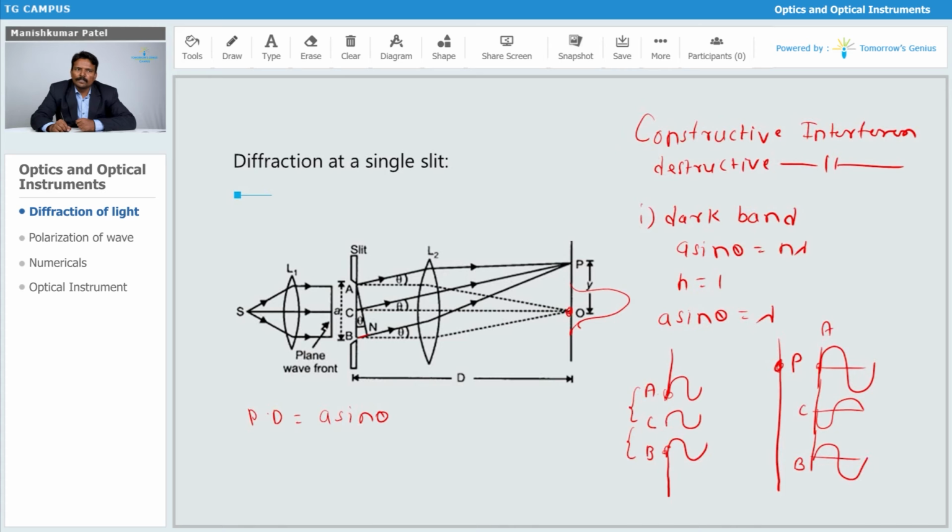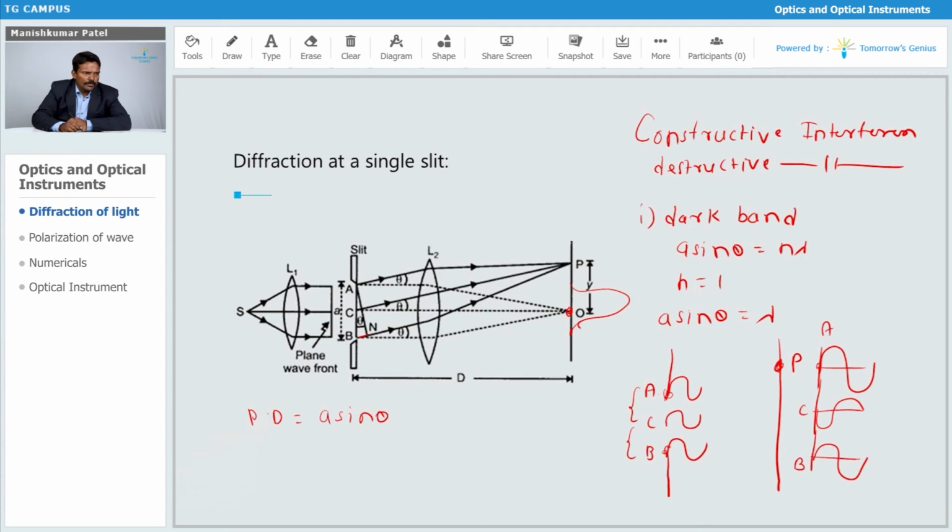So for A to C, the path difference is lambda by 2, and for C to B, there is a path difference of lambda by 2. So the path difference between these two extreme ends is lambda, and that is the condition for destructive interference. So this is what we have seen, the path difference which is a sine theta, and for the condition of the dark band, that should be equal to n lambda. So that is the first dark band.